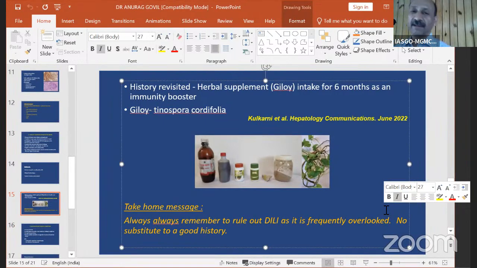Herbal supplements, Giloy. She was on it for the last 6 months, which she did not reveal until she was specifically asked for it. And you all know, in the COVID times, we got a lot of patients with this problem because they've all taken a lot of Giloy. So what's the message here? Always, always remember to rule out drug-induced liver injury, as it is frequently overlooked. There is no substitute to a good history.